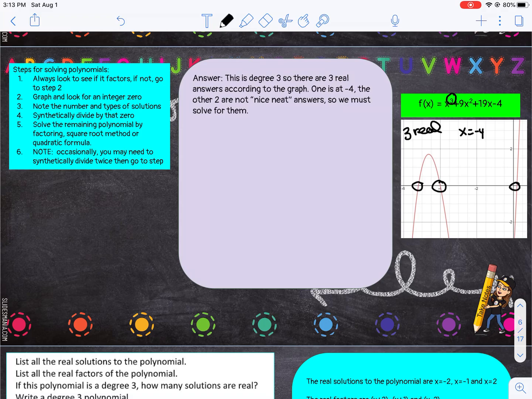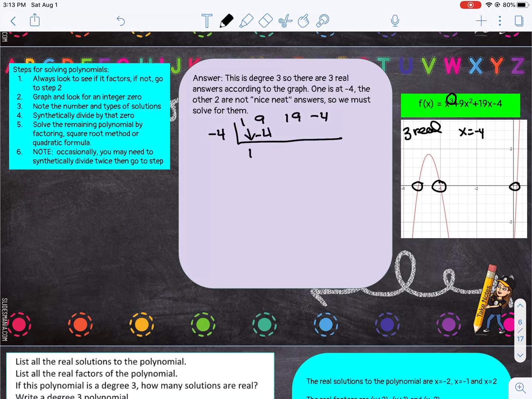But I think the only one that's actually a really nice, neat answer is at -4. I can kind of probably estimate the other 2, but they're just not very nice, neat answers. So we want to pick something that's a nice integer number to start our division by. So I'm going to start with -4.